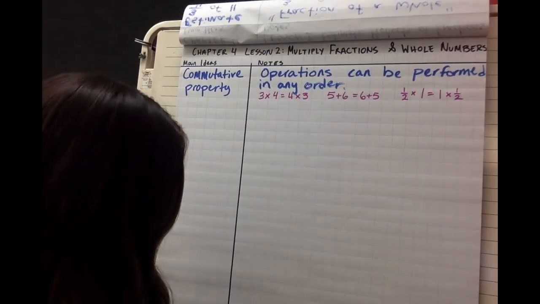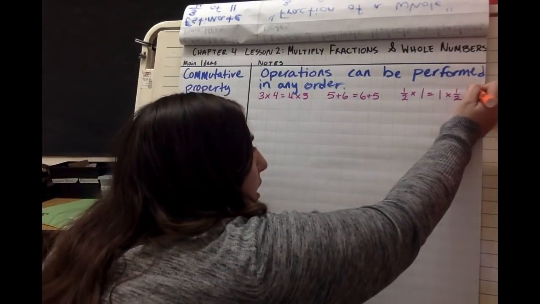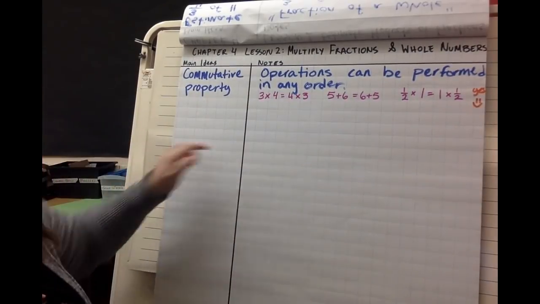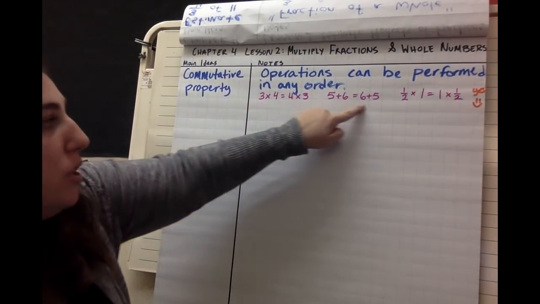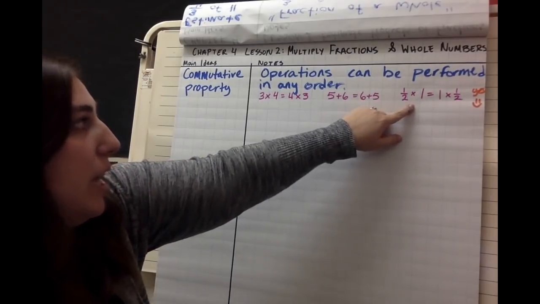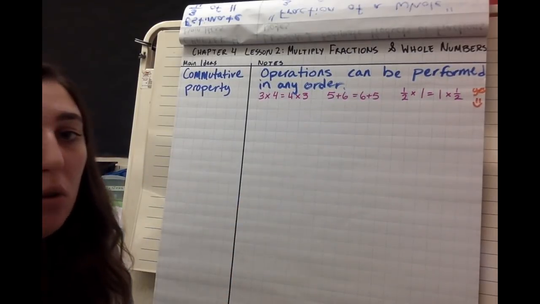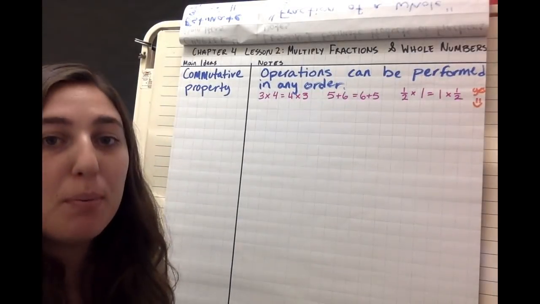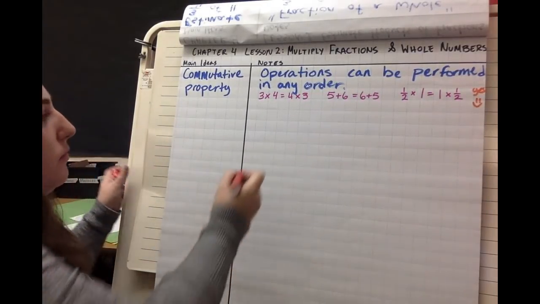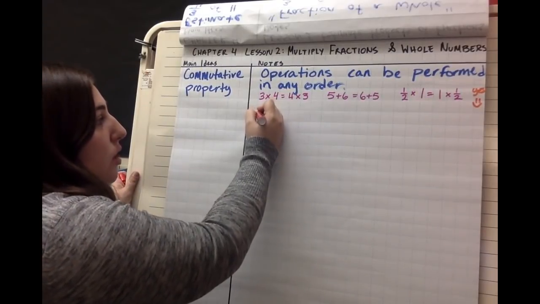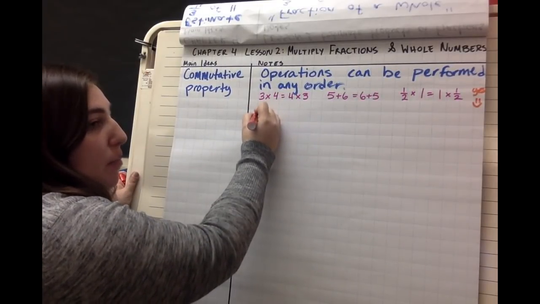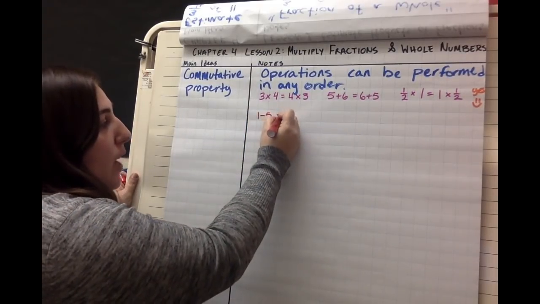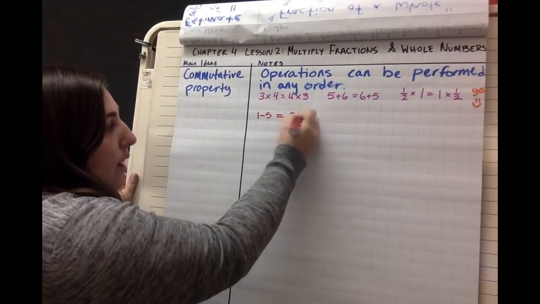Okay, so I'm going to put a yes next to it with a smiley face, telling us that yes, we can perform multiplication, addition, and again, multiplication with fractions and whole numbers in any order. But we cannot, and I repeat, we cannot perform subtraction. So that includes 1 minus 5. We cannot do subtraction, so 1 minus 5 and 5 minus 1.